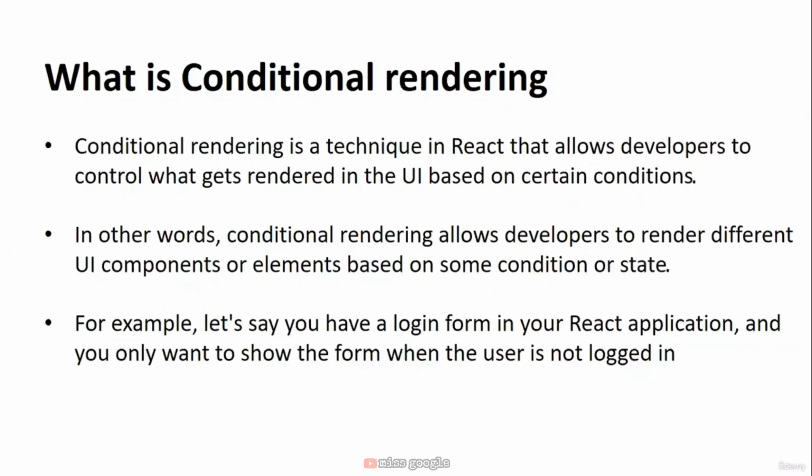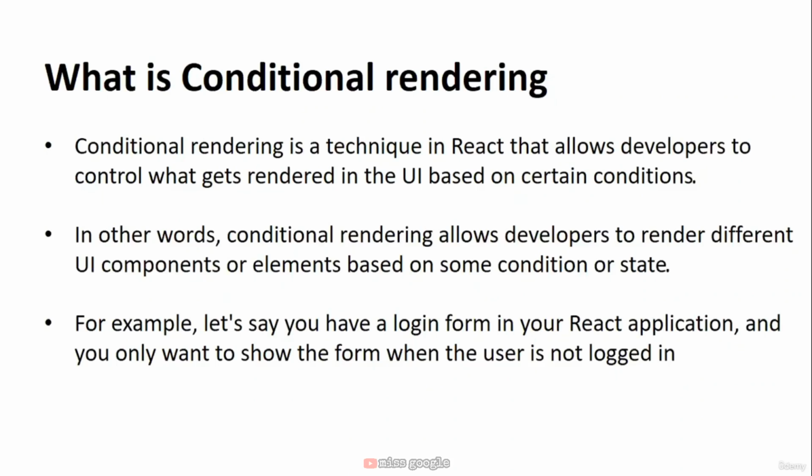Hello everyone. In this lecture, we are going to discuss what conditional rendering is in React. Whenever we have to hide some data or show some data on the basis of some other values, we use conditional rendering. Conditional rendering is a technique in React that allows the developer to control what gets rendered in the UI based on certain conditions. In other words, conditional rendering allows the developer to render different UI components or elements based on some conditions or states, right?